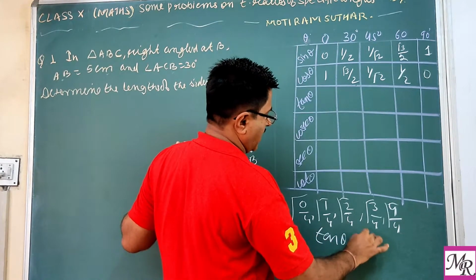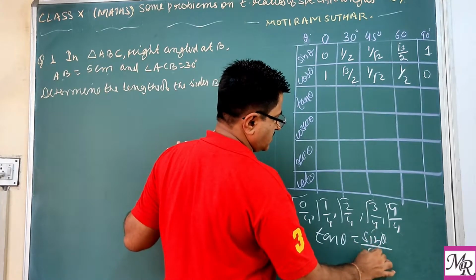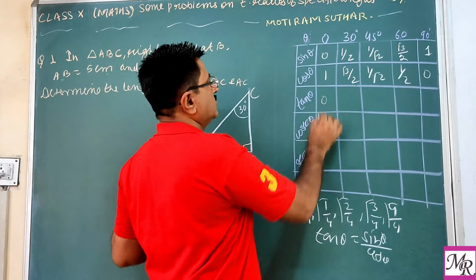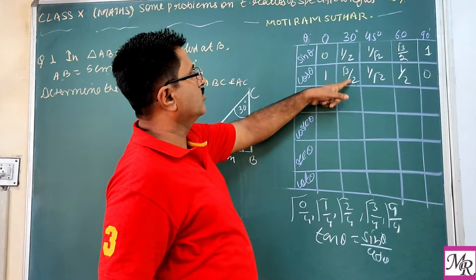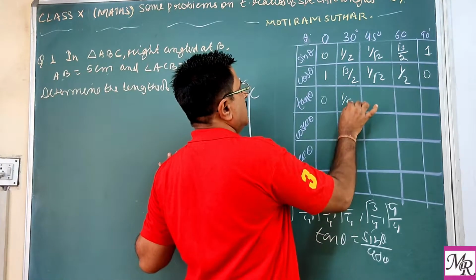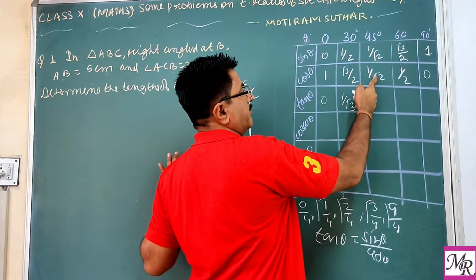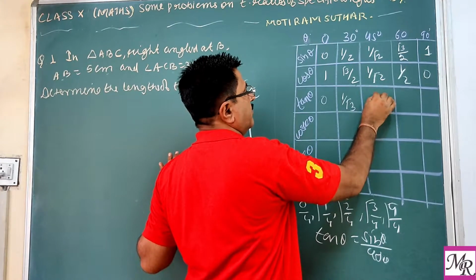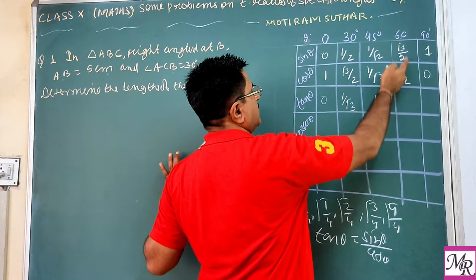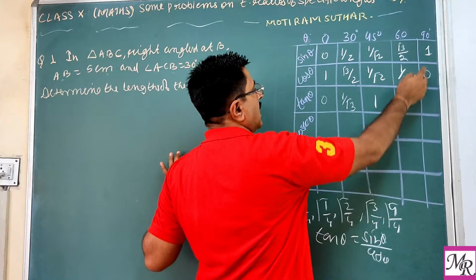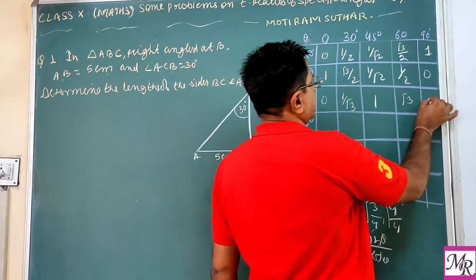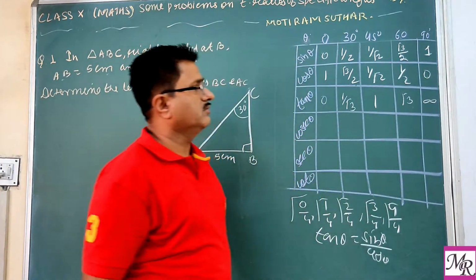Tan theta is sin theta upon cos theta. So 0 upon 1 is 0. 1 by 2 upon root 3 by 2, if you divide by 2, we get 1 by root 3. 1 by root 2 divided by 1 by root 2, both are the same, so 1. Root 3 by 2 divided by 1 by 2, the 2 will cancel so root 3. Now this is 1 upon 0, that is infinity.